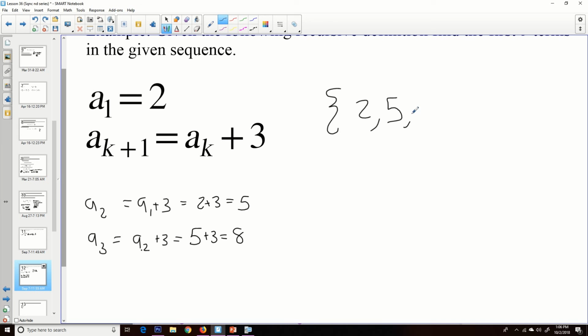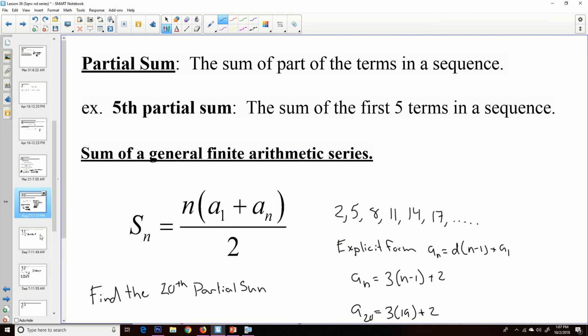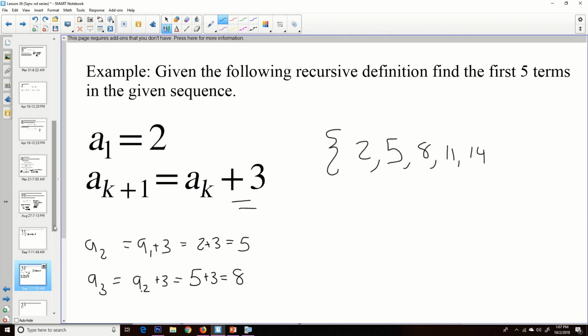Now, you'll notice this is kind of the sequence that I just came up with, because each time I'm going to add 3. So the next one would be 11, and then the one after that would be 14, I think. Pretty sure. Yeah, that seems right. Does that mean I made a mistake on this last one? Let's check. Nope, I did it right. Okay, we're good. I thought I was going to have to start over.